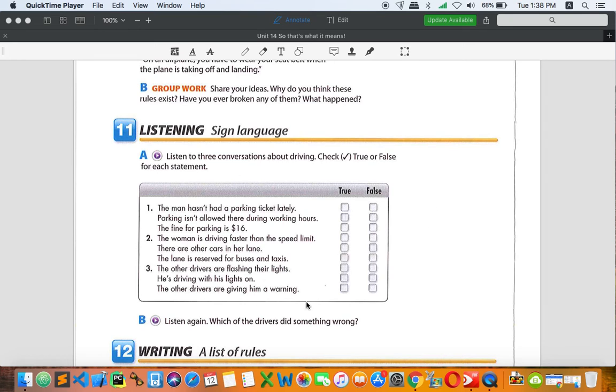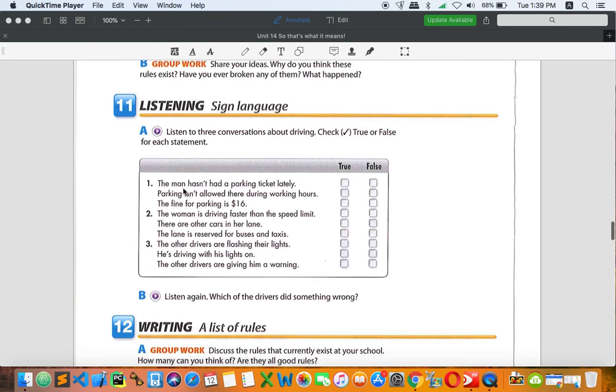So you have to listen to these three conversations and check true or false for each statement, okay? That is the first part. So there are three drivers, and you just check the information about each driver, whether something is wrong with the first sentence or the second one, all right, all the way down to the last driver.